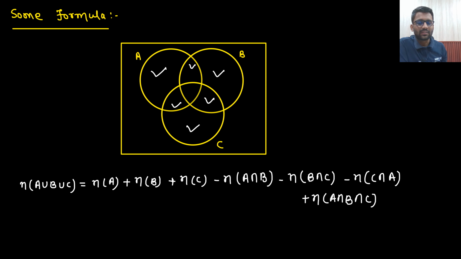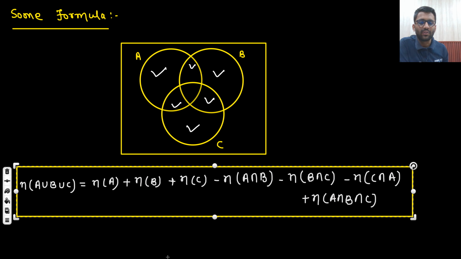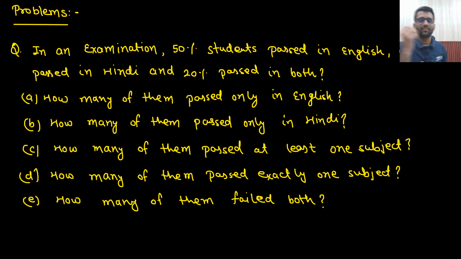This formula is sometimes tough to remember because people get confused about what will come. Some people will think that negative will come here, some people will think that positive will come here. So you can do this in the examination: NA plus NB plus NC, and based on the given question, you will eventually be doing it. So let's see the problems now.